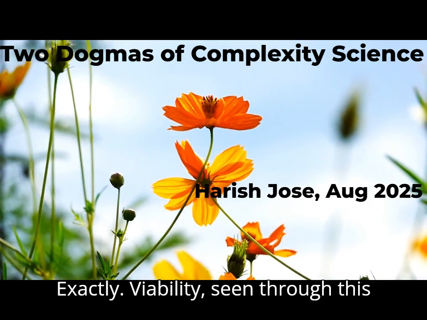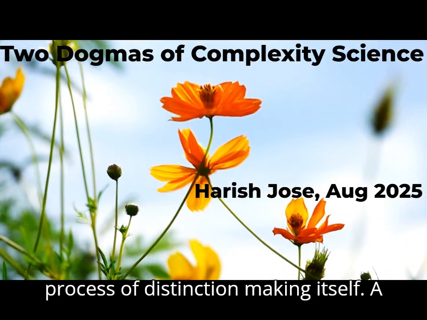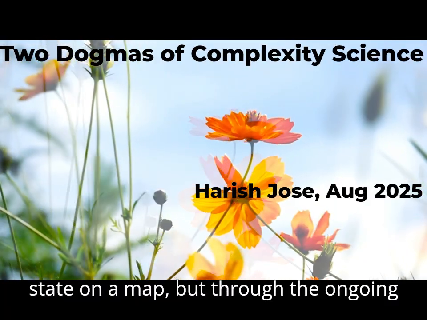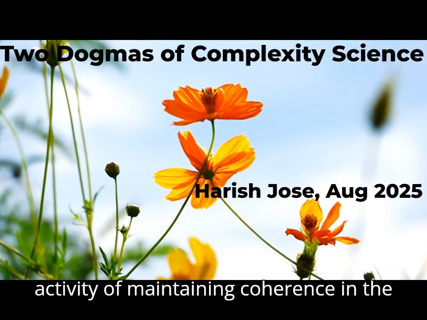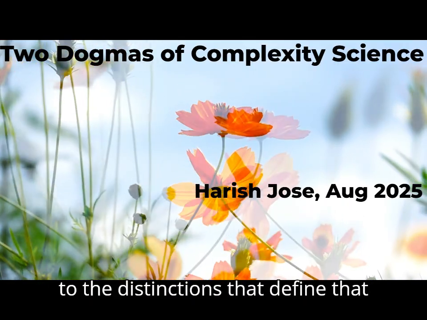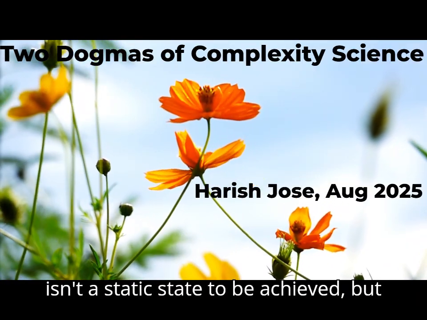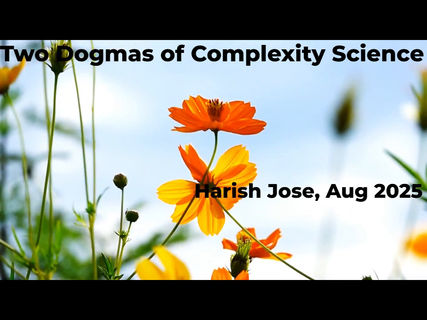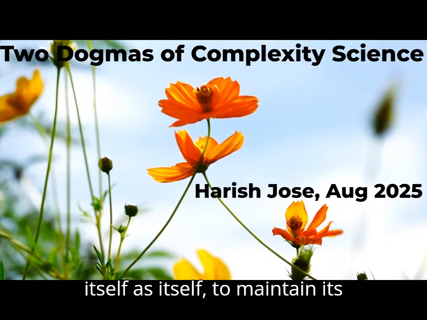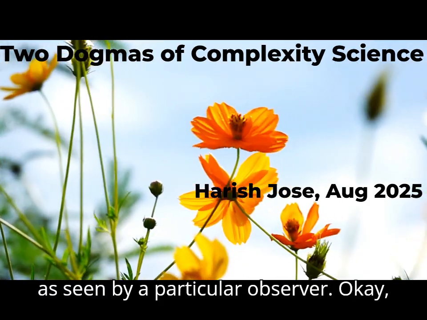Exactly. Viability, seen through this lens, emerges from the recursive process of distinction-making itself. A system becomes viable, or maintains viability, not by achieving some fixed state on a map, but through the ongoing activity of maintaining coherence in the face of perturbations. Coherence, according to whose definition? According to the distinctions that define that system for that observer. This coherence isn't a static state to be achieved, but a dynamic process to be sustained. It depends fundamentally on the system's capacity to continue making the distinctions that allow it to recognize itself as itself, to maintain its identity, its purpose, its defining relationships in a changing environment, as seen by a particular observer.